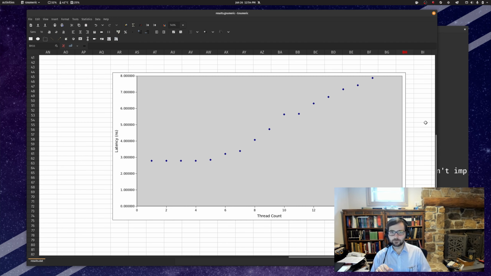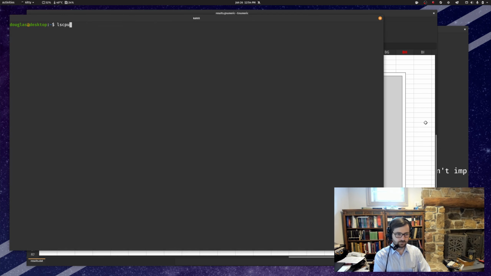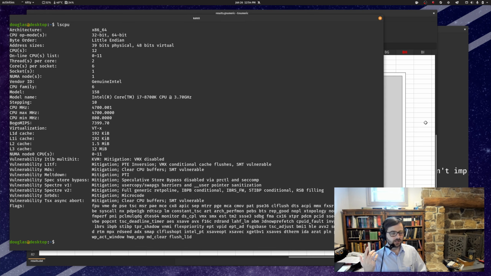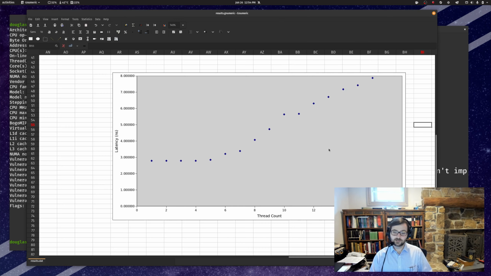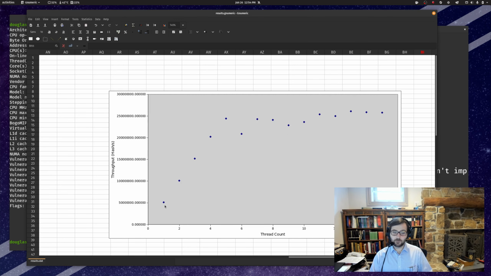So what's going on here? Well, can you guess how many cores my CPU has? I'm running an 8700K, which is a 6-core CPU. I get a beautiful linear scaling at no extra latency for the first 5 threads. That makes sense because I have a 6-core CPU, right? It can easily handle doing those 5 things at a time at no extra cost.